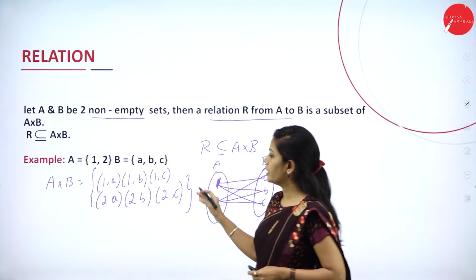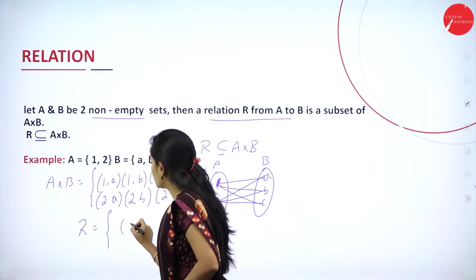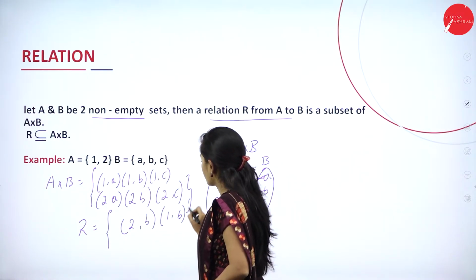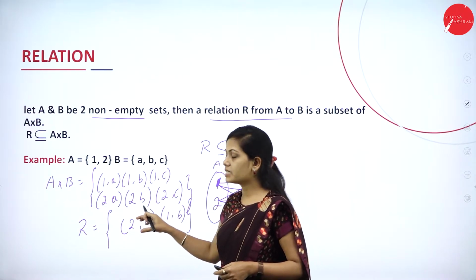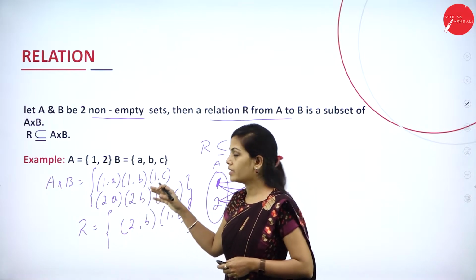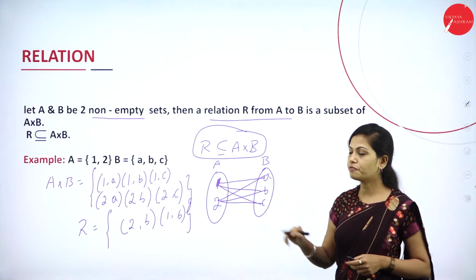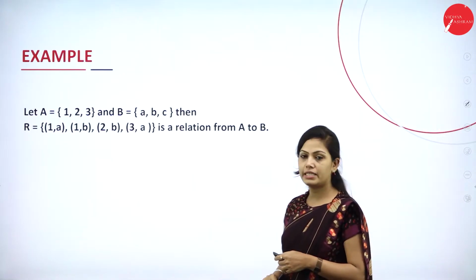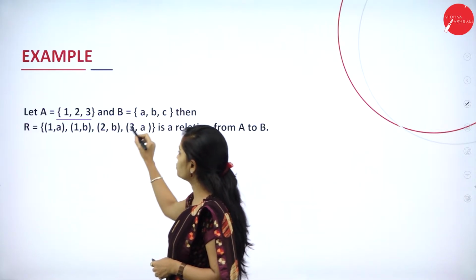As an example, if you are writing the relation R is equal to {2B, 1B}, if you are representing a particular relation, if your element is a subset of A cross B, then we can represent it with this symbol, R is a subset of A cross B. This is about relation.